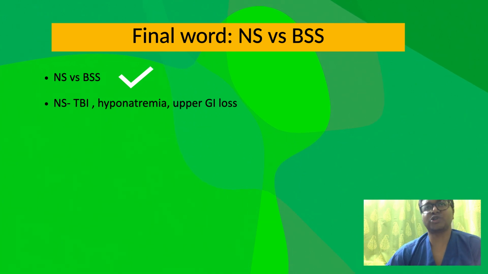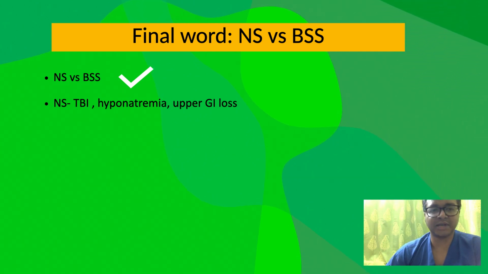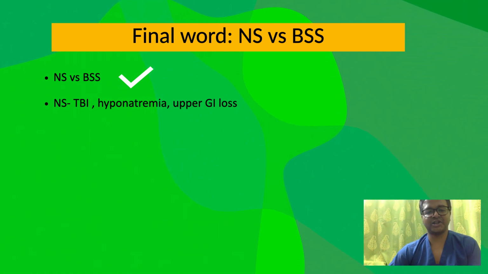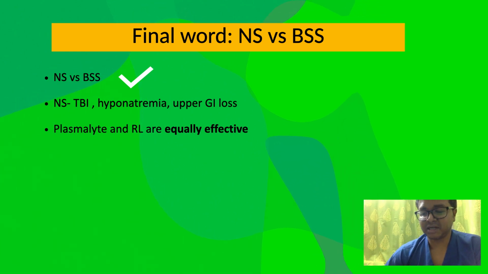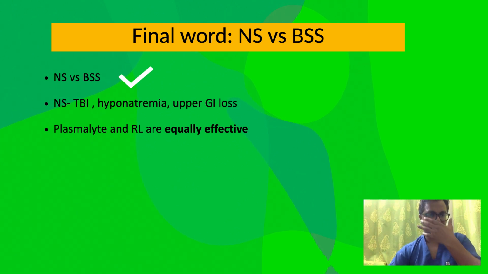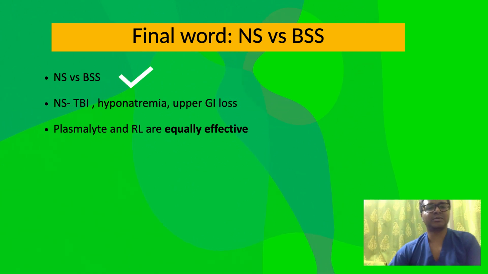So, do we stop giving sodium chloride, or do we stop giving normal saline? No, we do not stop, because it is the choice of fluid in certain clinical conditions like traumatic brain injury, in patients of hyponatremia, and in patients of upper GI loss. In the latter, there is a chloride responsive metabolic alkalosis, and normal saline is, of course, the fluid of choice. But in the majority of situations, we choose crystalloids, and balanced salt solutions among the crystalloids.